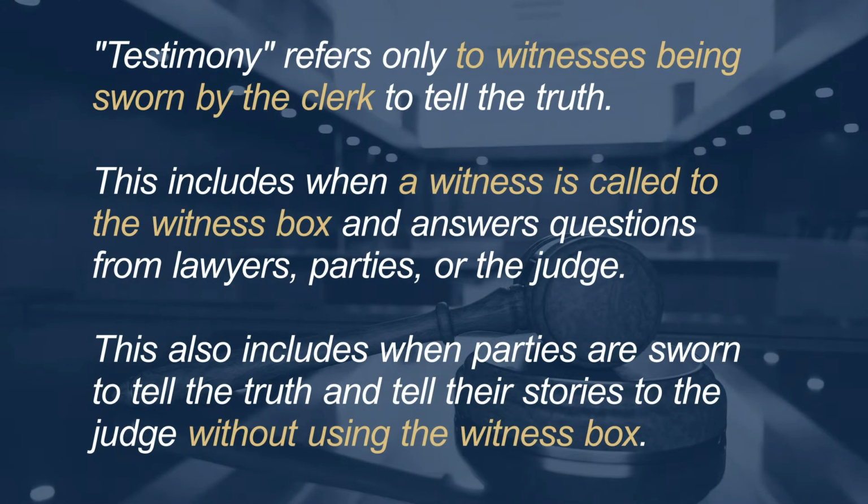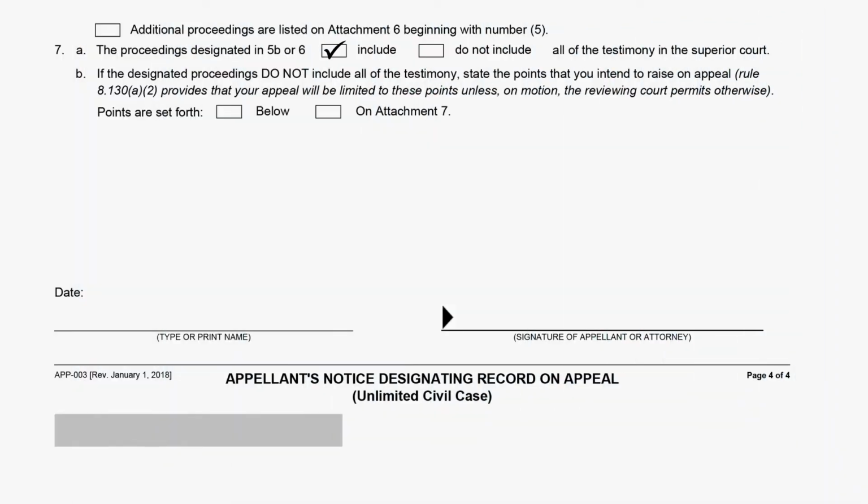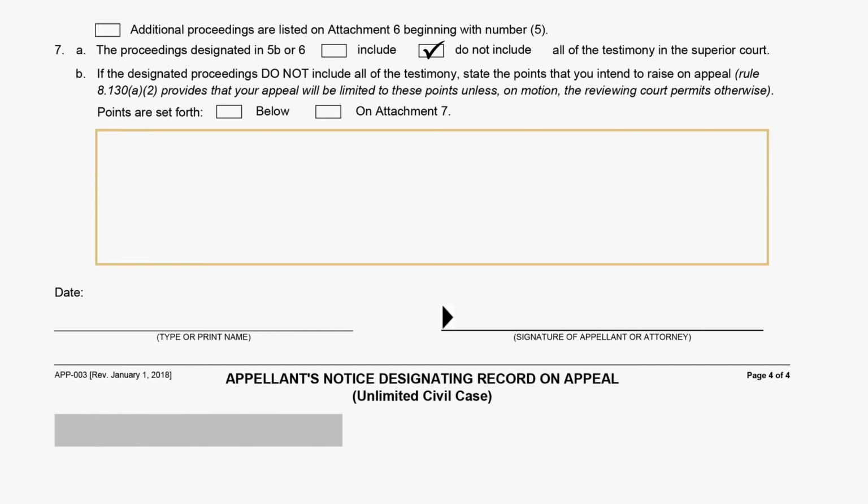Check the Include box if your designated proceedings include all of the testimony that was given in the case, even if you do not include other proceedings at which there was no testimony. Check the Do Not Include box if your designated proceedings do not include all of the testimony. If you must check the Do Not Include box, then you must state the points you intend to make to the Court of Appeal in the space below Item 7B.